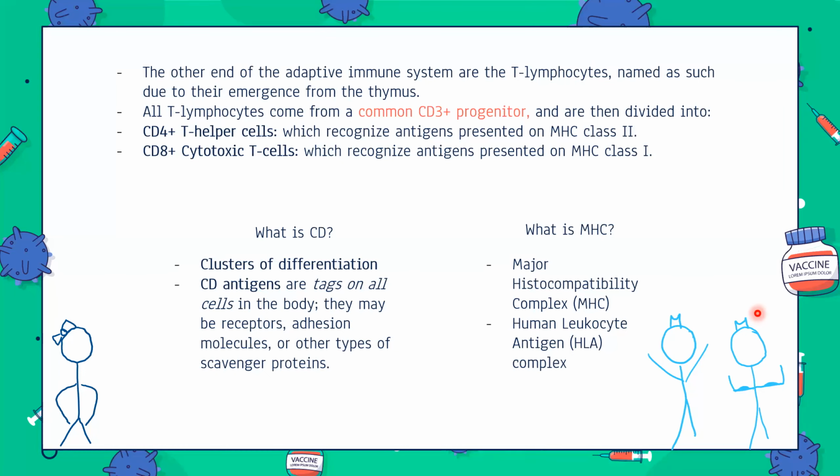So all our T lymphocytes come from a common CD3 positive progenitor. And then they get divided into CD4 positive and CD8 positive. Now, what is CD? I just keep on mentioning CD, CD, CD. It's not a record, obviously, but it is a cluster of differentiation. They're basically like the tag on every cell in the body. So when you're trying to search for a specific type of cell, this is especially important in cancers, for example. If I have a cancer of the lymphatic system, I want to find out which type of cell is causing this presentation.